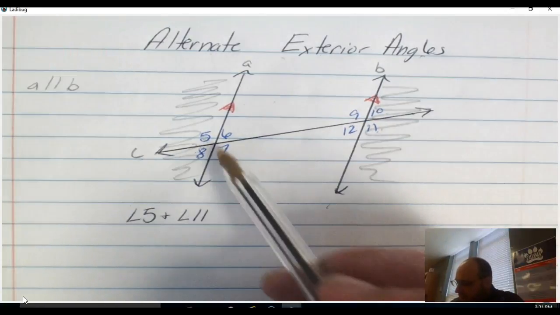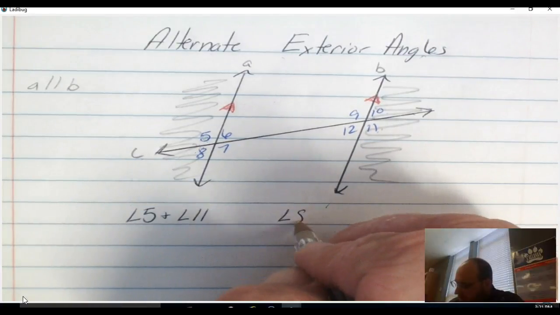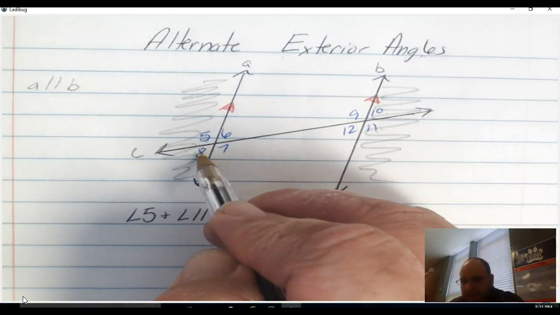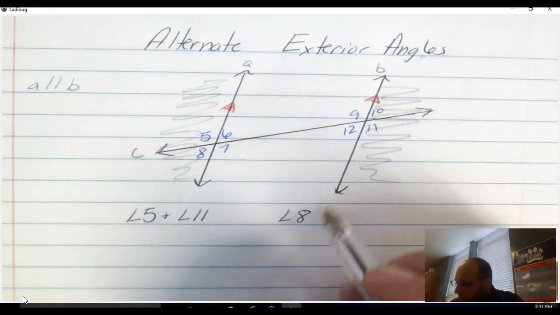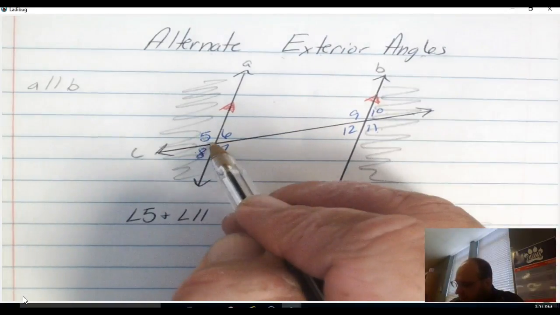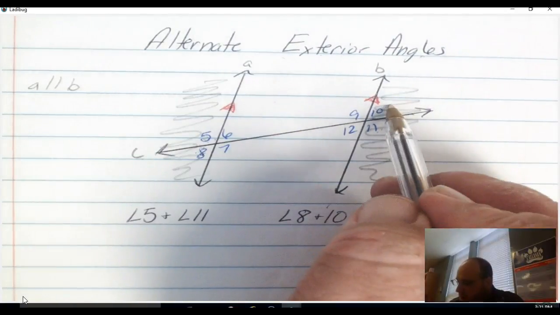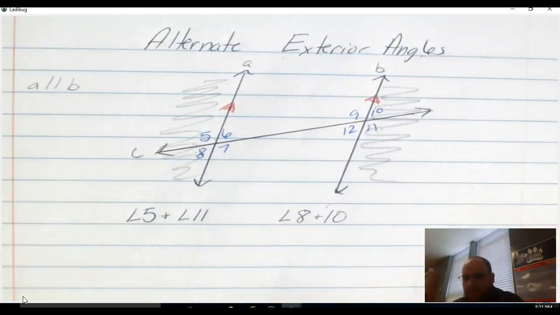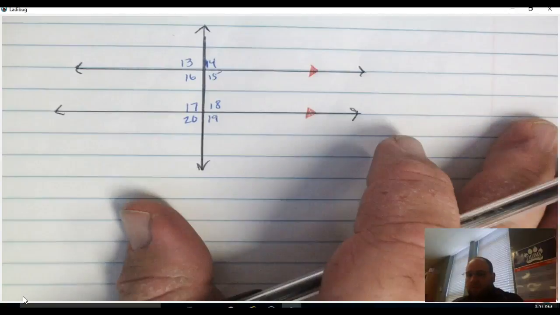So 5 and 11. Then the angle that goes with 8 would be 10 because, again, it's on the opposite side of the transversal line, on the outside of the two parallel lines, or the exterior. Okay? So let's look at this one.